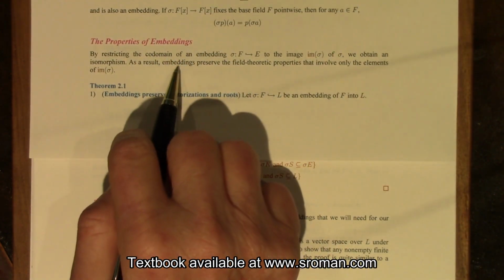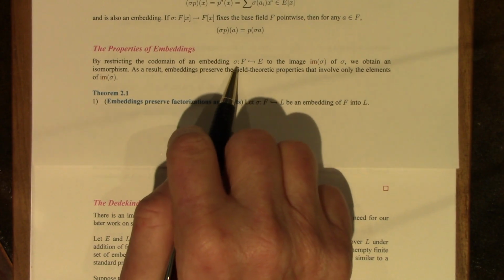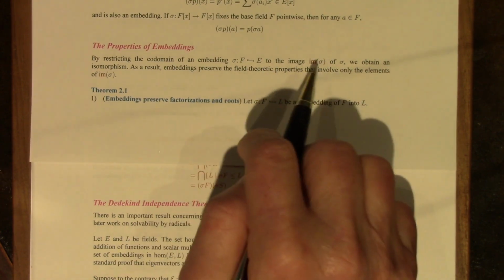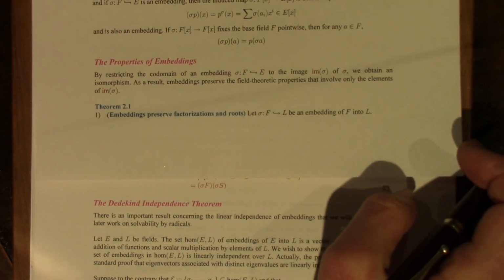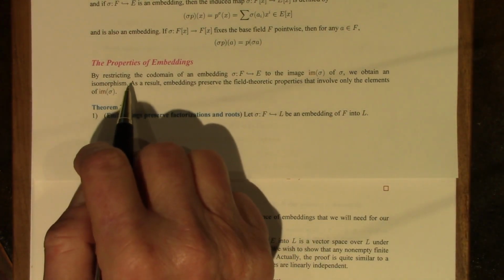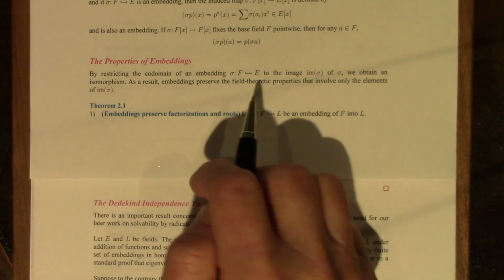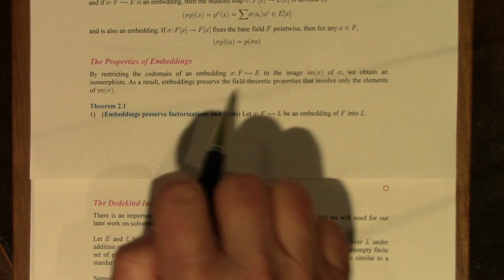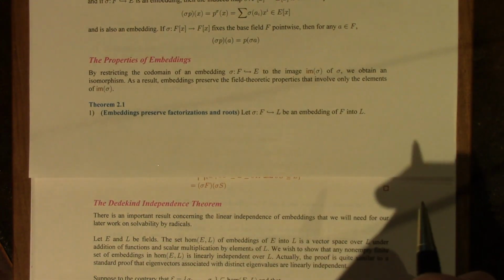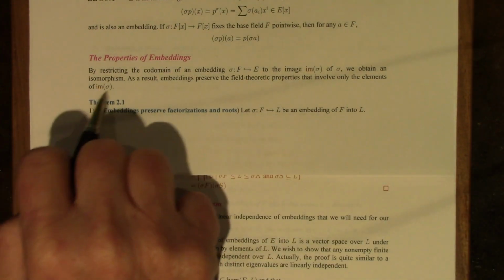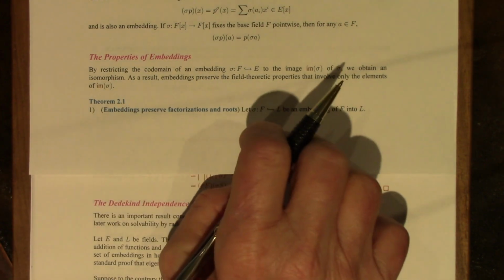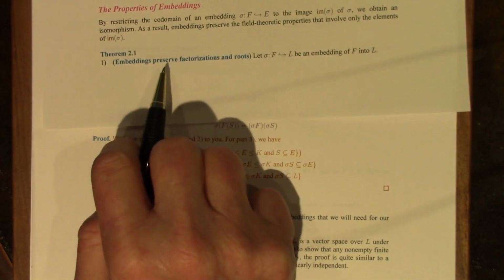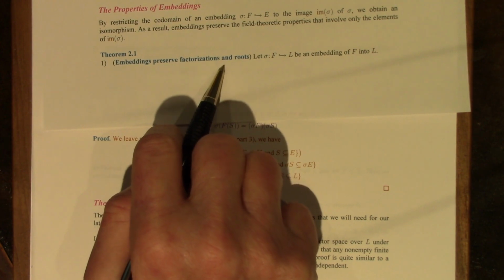By restricting the codomain of an embedding sigma from F to E to the image of sigma, we get an isomorphism. It is now surjective and therefore an isomorphism. And as a result, embeddings preserve field theoretic properties that involve only the elements of the image of the embedding, because you now have an isomorphism, and so the field theory properties are preserved. So in particular, embeddings preserve factorizations and roots.